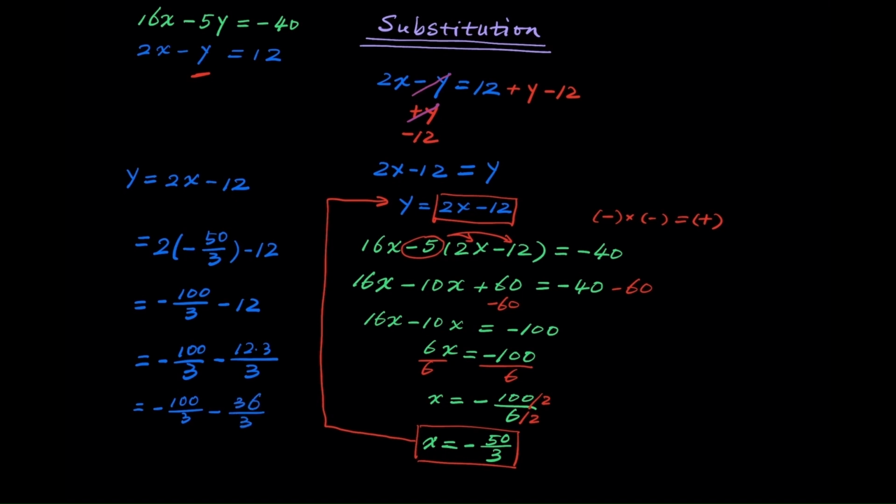Now we can combine these two fractions. They share the same denominator, 3. And we combine their numerators, negative 100 minus 36, which equals negative 136 over 3. So the solution for this linear system is negative 50 over 3, which is the value of x, and negative 136 over 3, which is the value of y.